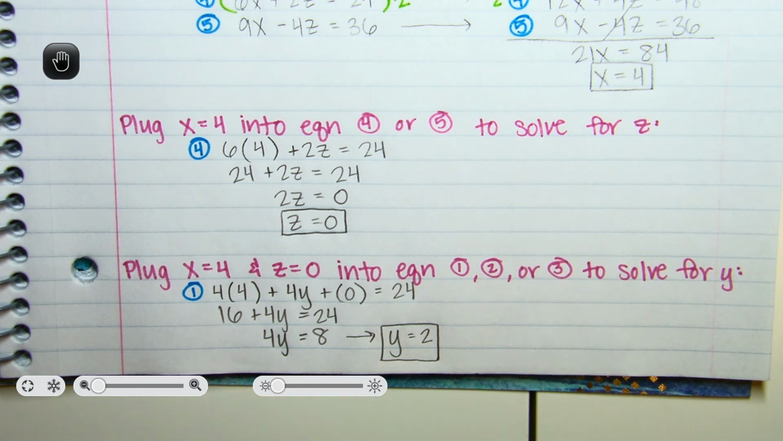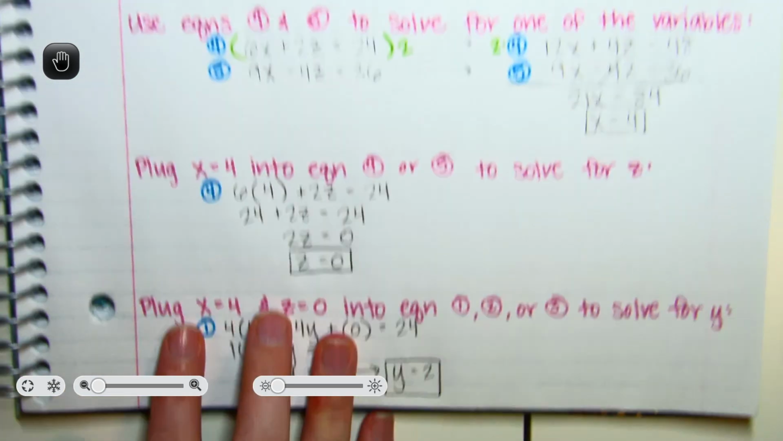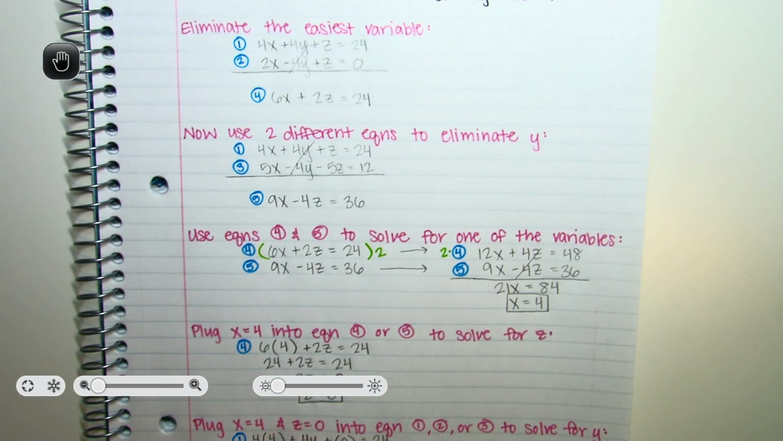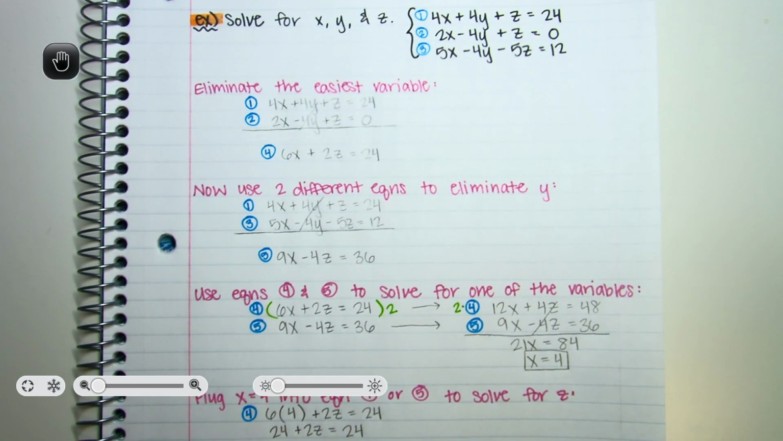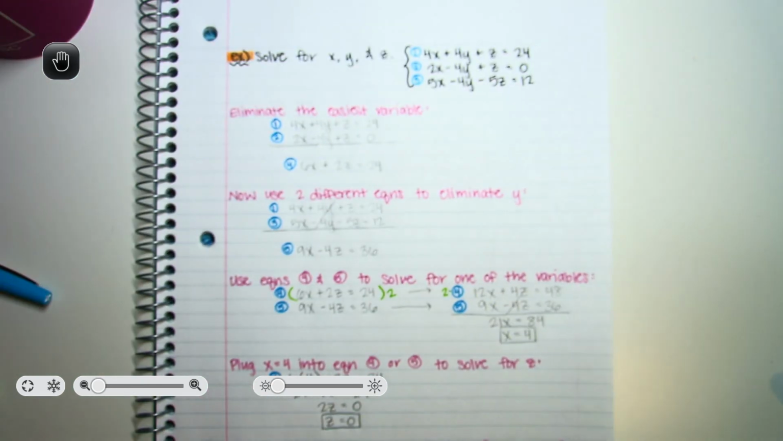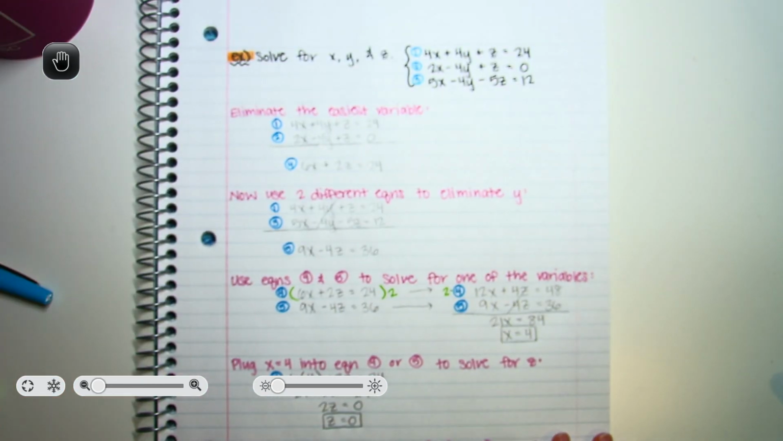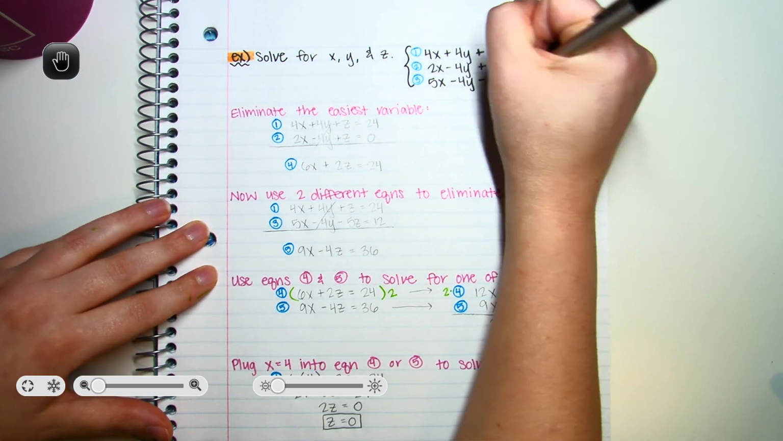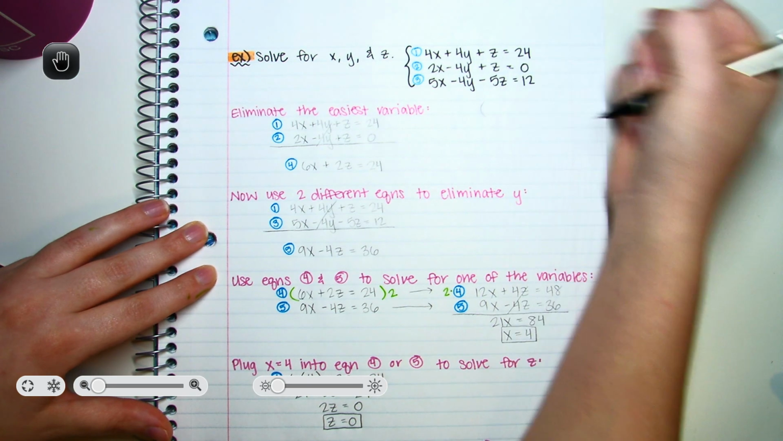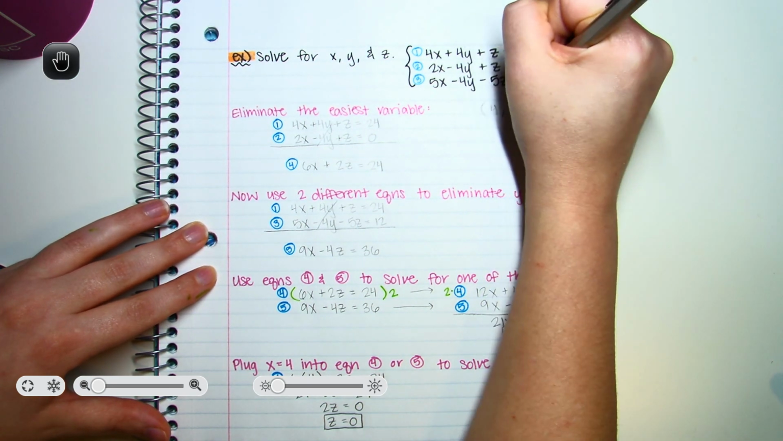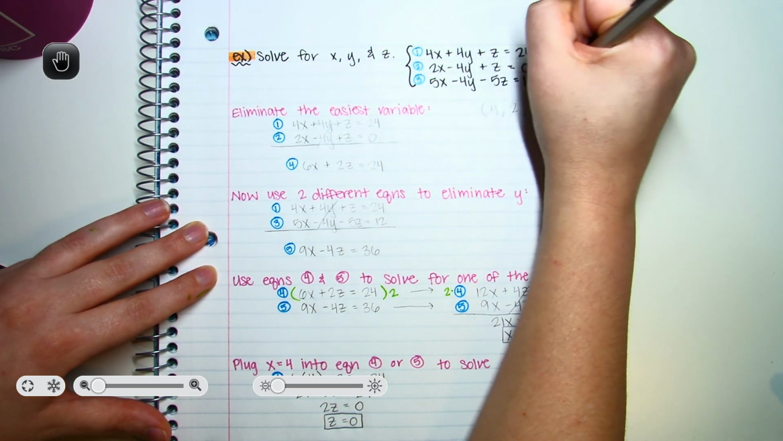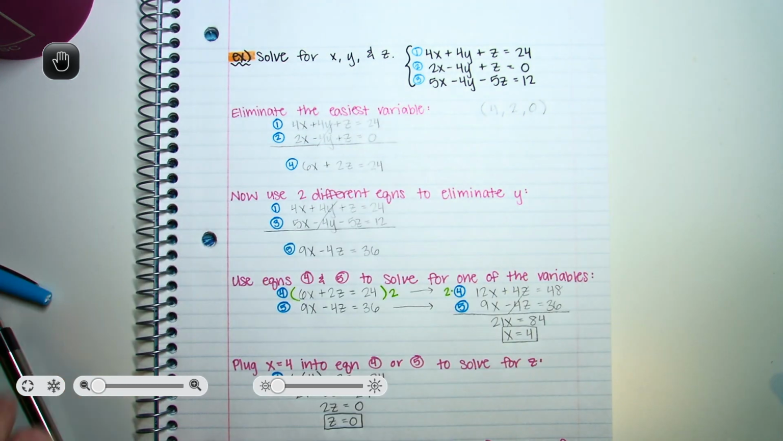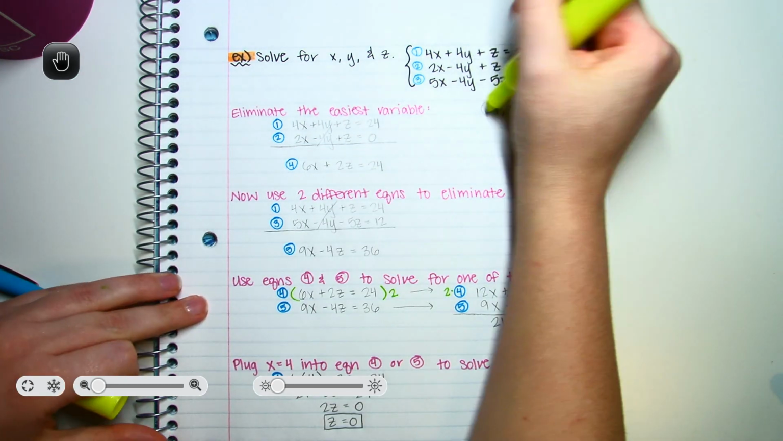So my final answer I have to write as an x, y, z coordinate point. So I'm going to go ahead and zoom this out so you can see the whole page. Focus that a little bit, there we go. So my final answer, my x was 4, my y was 2, my z was 0. That is my final answer.